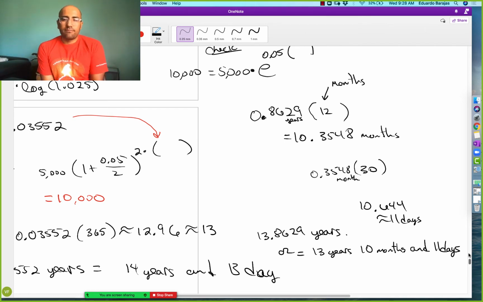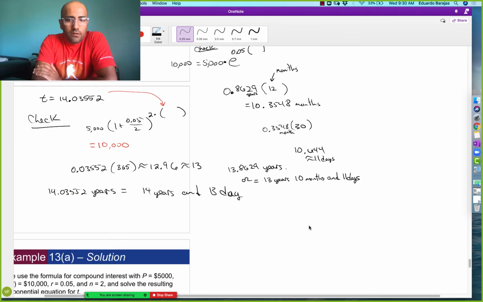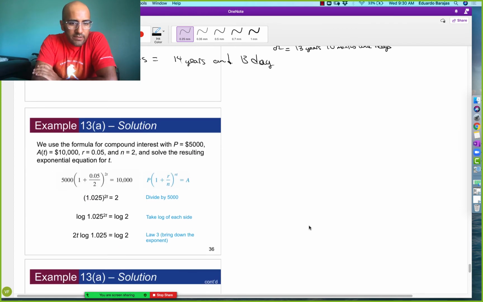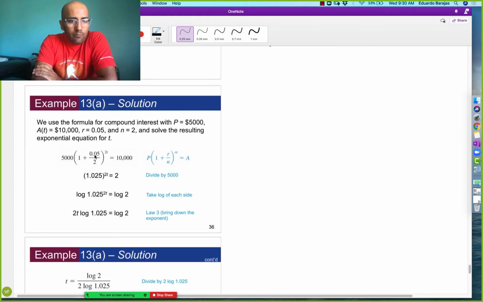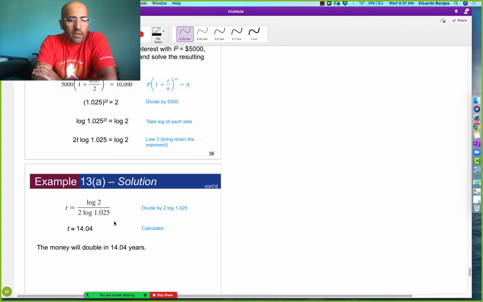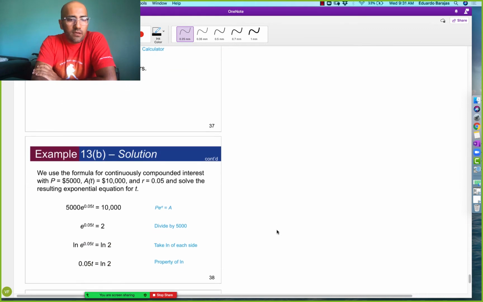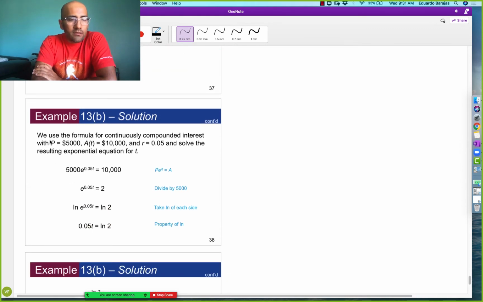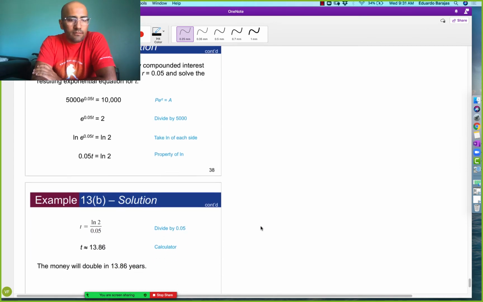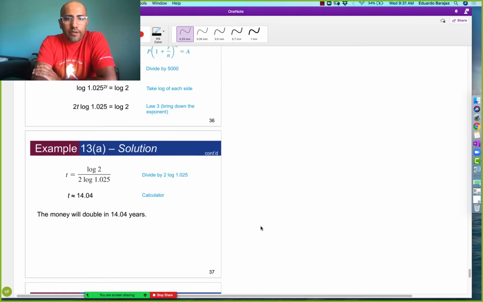Questions? Okay, let's double check what the author did. Same thing I did, I think. Yep, we placed it all into here, equals 10,000. Simplified this, logs to both sides. They also used log base 10. You could have also used log base e. And 14.04. So the money will double in 14.04 years. And over here, same deal. Okay, all right, let's take a little break.